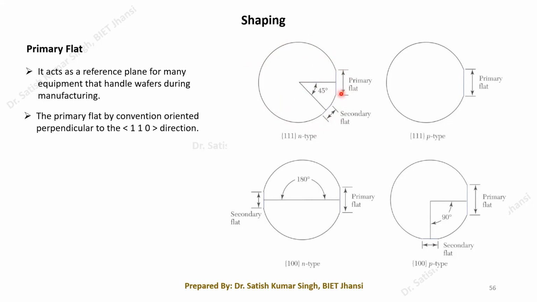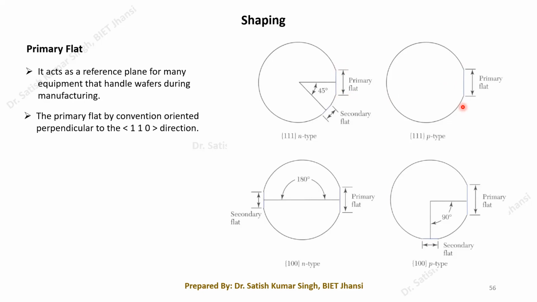While we are placing these wafers onto a particular piece of equipment for IC manufacturing, this will be used as a reference plane. Generally, by convention, this particular flat is perpendicular to the 110 direction. So you will find this first primary flat everywhere. You must now understand the functionality of the primary flat.